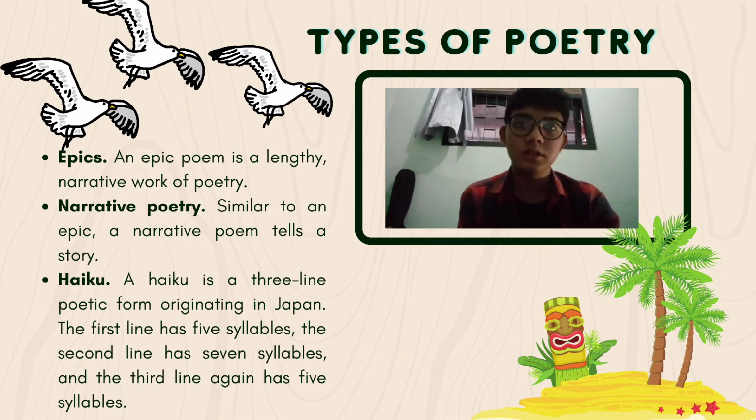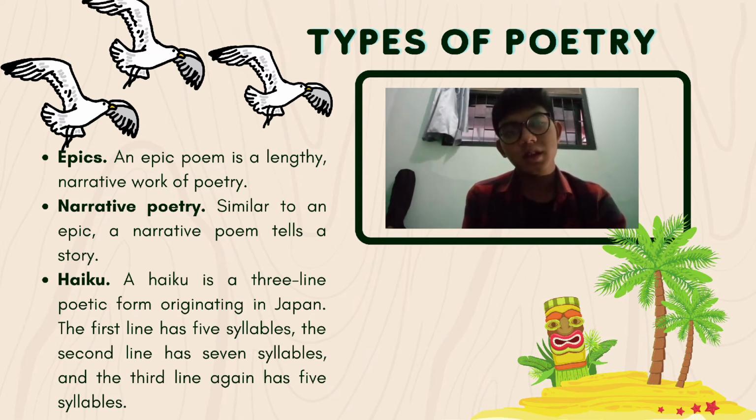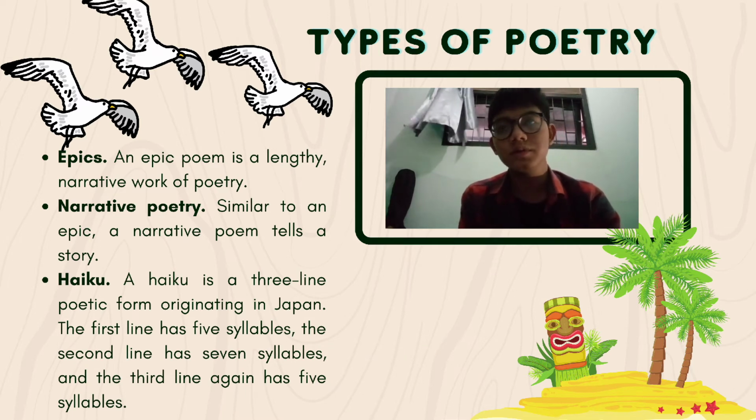Narrative poetry is similar to an epic. A narrative poem tells a story. The poems that make up this genre may be short or long, and the story it relates may be complex. It is normally dramatic.